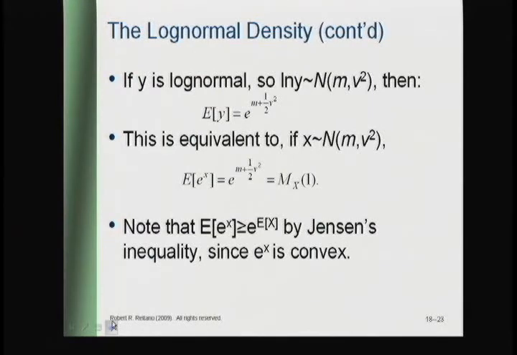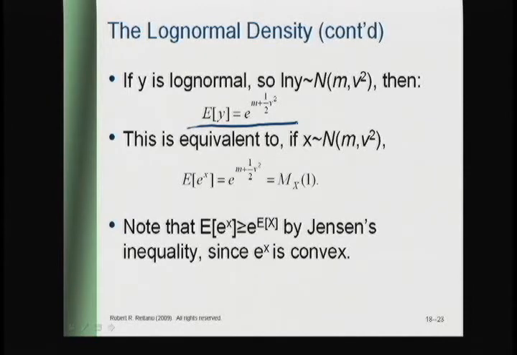So now I want to talk a little bit about the mean and the variance of the log normal. I made the point that while m and v squared are the parameters that we use to define y, they are not the mean and the variance of y. They're the mean and the variance of the defining normal variable. So here we're going to calculate the mean and the variance. And the actual mean of the log normal distribution is e to the m plus a half v squared.